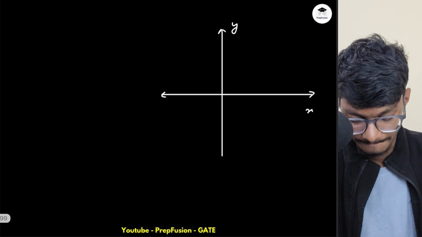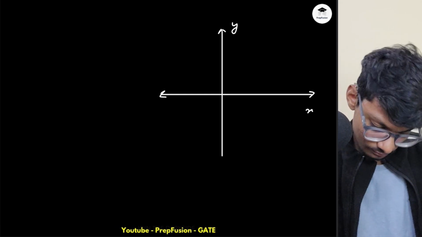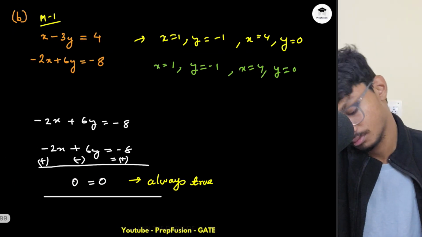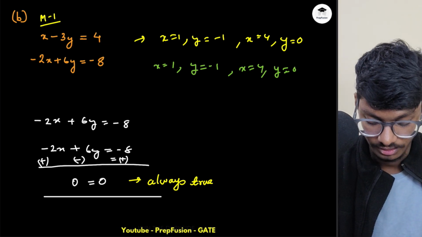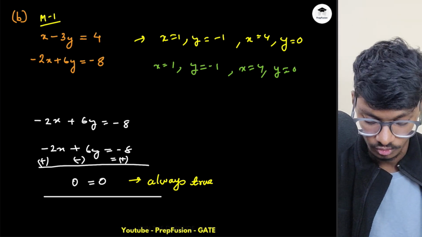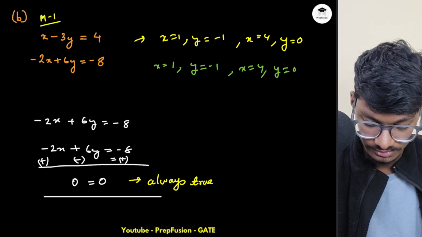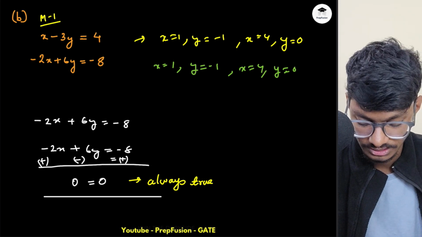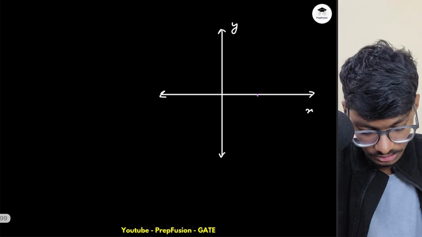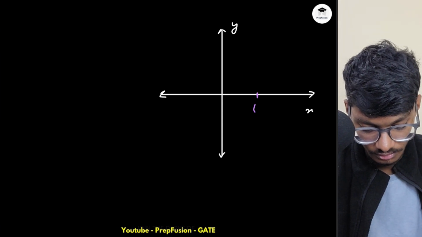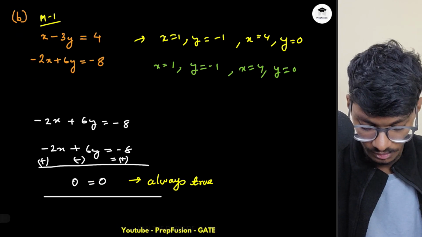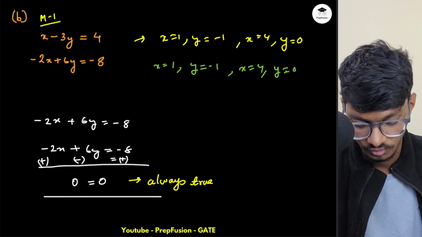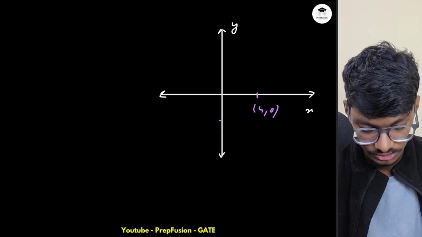X, Y. Okay, now what is this? X equals minus 3y. This time my slope is positive. And what is my x intercept? My x intercept is 4. What is my y intercept? The y intercept is when my x is 0, which is minus 4 by 3. So here my slope is positive.